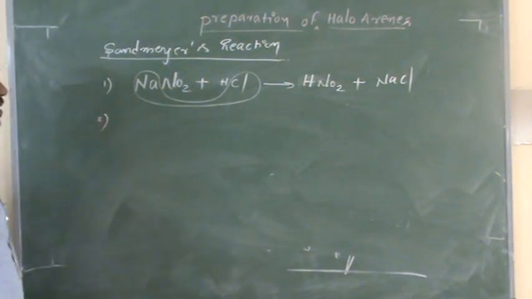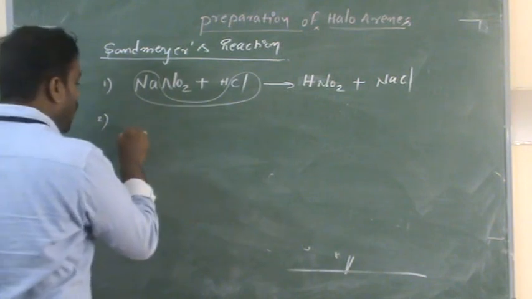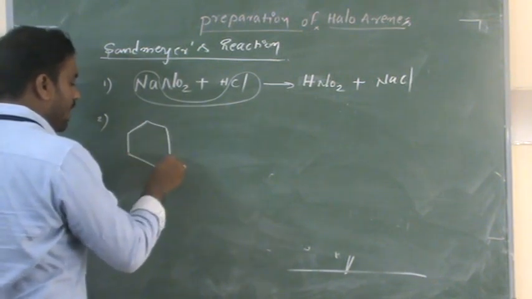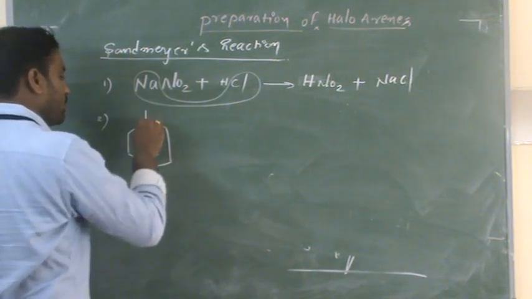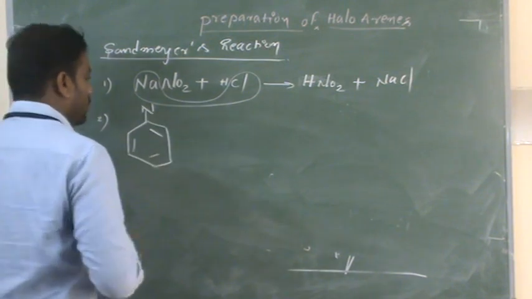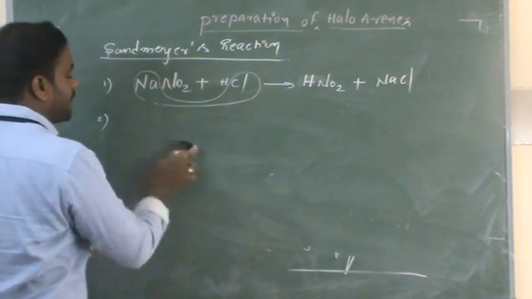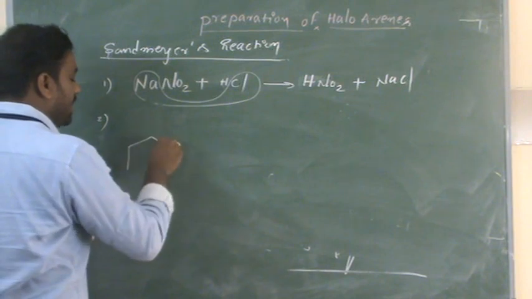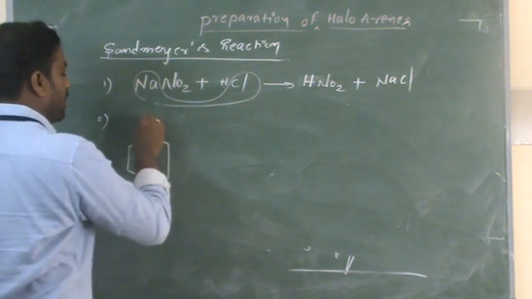The second step is to take aniline. If we keep NH2 on benzene, that we can call aniline.